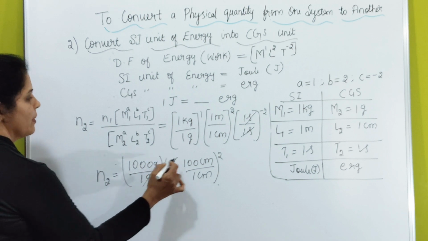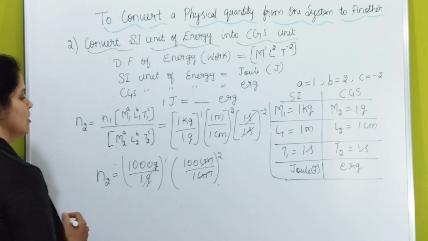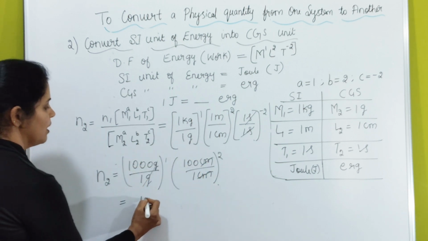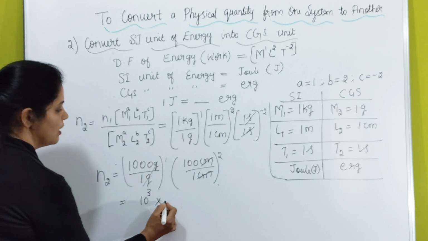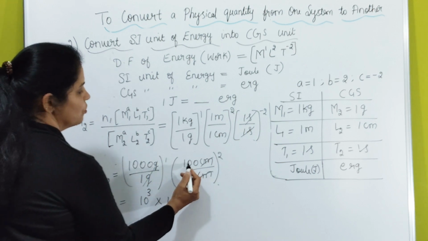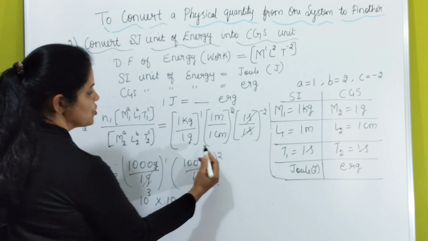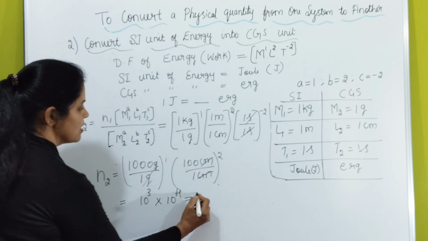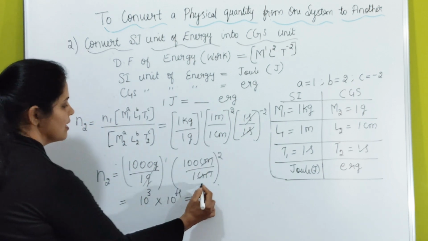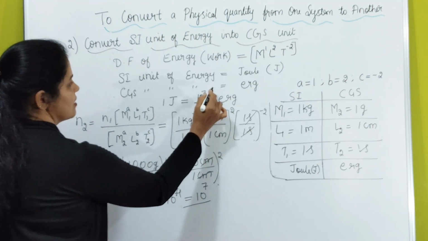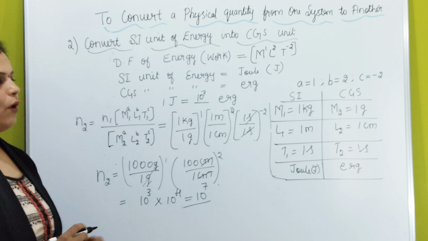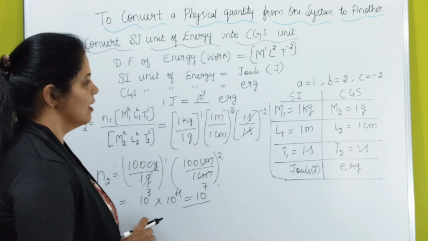Now cancel the common unit. So remaining is 10 to the power 3 into 10 to the power 2, the 10 squared. 2 squared is 4. So what is the answer? 10 to the power 4 plus 3 is 7. So N2 is 10 to the power 7 is the answer. Is it clear? 1 joule is 10 to the power 7 erg.